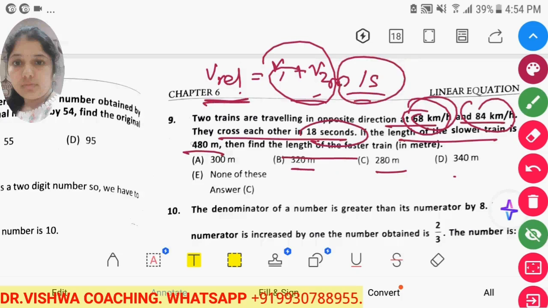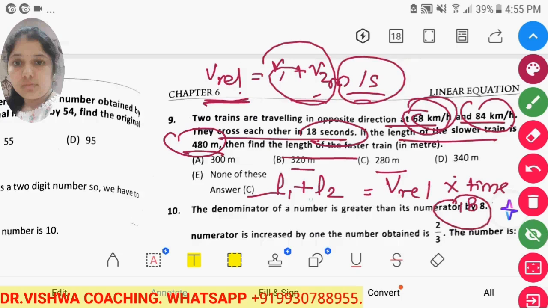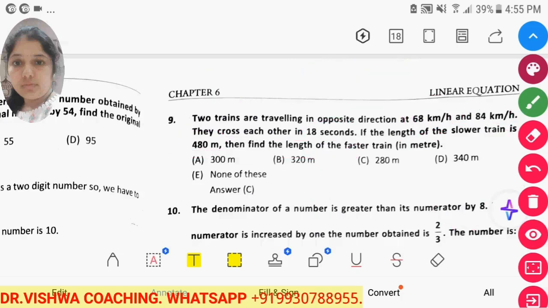Now in 18 seconds they cross each other completely, meaning they cover the full distance of both the trains. So the distance covered by them is L1 plus L2. L1 is given to you, which is 480 meters. Now V relative is known to you and time is known to you, which is 18 seconds. So you can calculate the length of the other train.